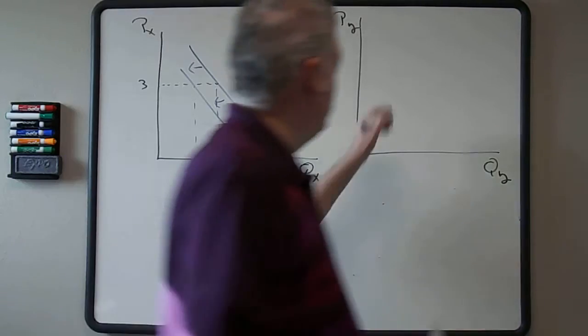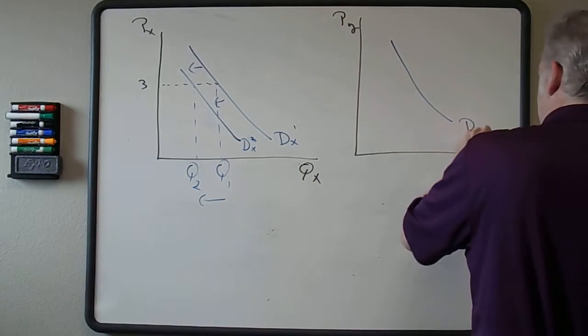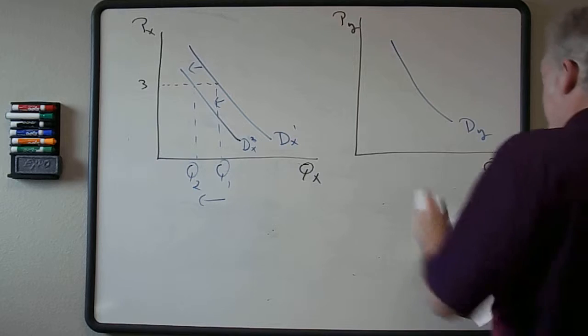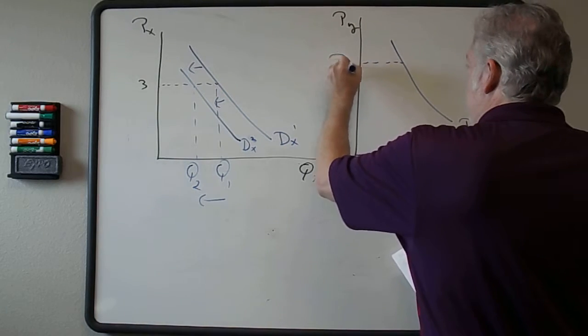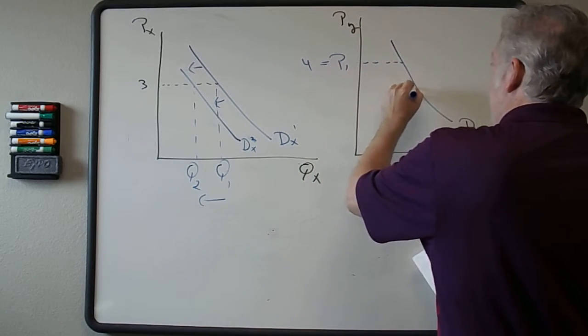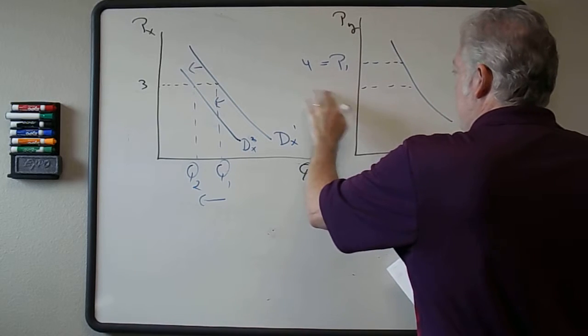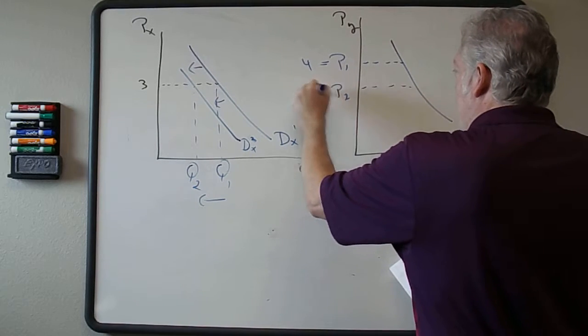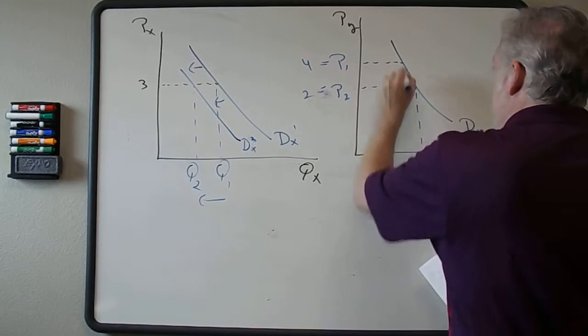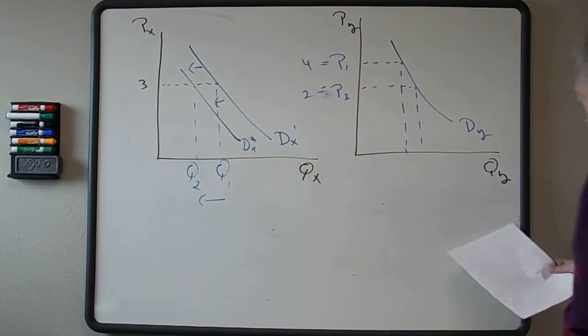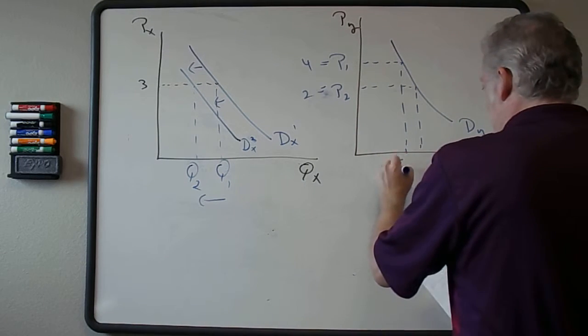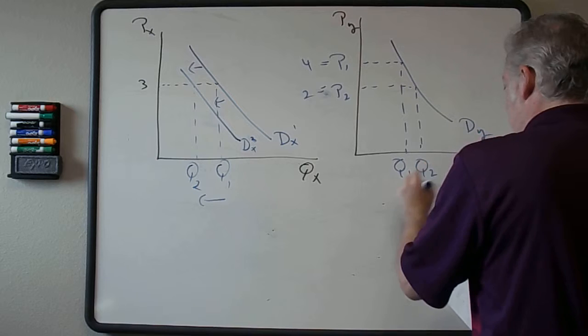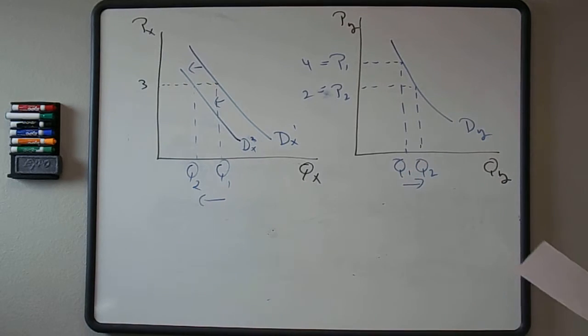On the other hand, with good Y, we've got demand for good Y over here. We started out with an initial price of $4. The price has now fallen to $2. P2 is 2. And so as a result, what do we see happening here? We've actually got a rise in the quantity demanded. This is why quantity demanded is changing. It's because the price of this good has now changed.